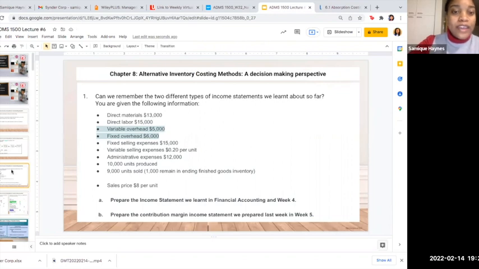Great. So if you're given this information right here, okay, direct materials, 13,000, direct labor, 15,000, variable overhead, 5,000, fixed overhead, 6,000, fixed selling expenses, variable selling expenses, administrative expenses. We produced 10,000 units and we sold 9,000 units, which means that there's 1,000 remaining in ending finished goods inventory. And we have a selling price of $8 per unit, okay? Are we able to use this information in order to come up with this?